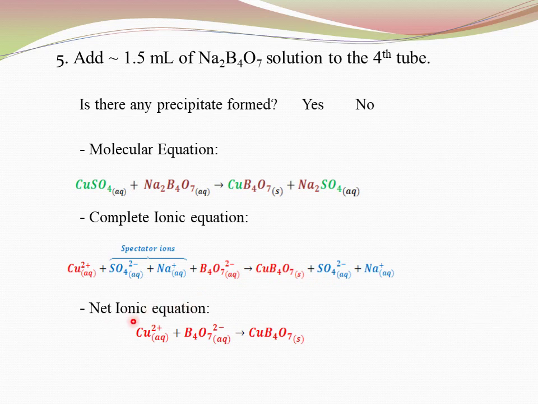Here, net ion equation. The net ion equation again shows ions that are involved in the precipitate. So this is the precipitate. The ion here consists of copper, the charge of copper 2 plus, and borate ion, the charge of borate ion 2 minus. So copper ion plus borate ion produce copper borate. This is a balanced chemical equation. So this is the net ion equation.